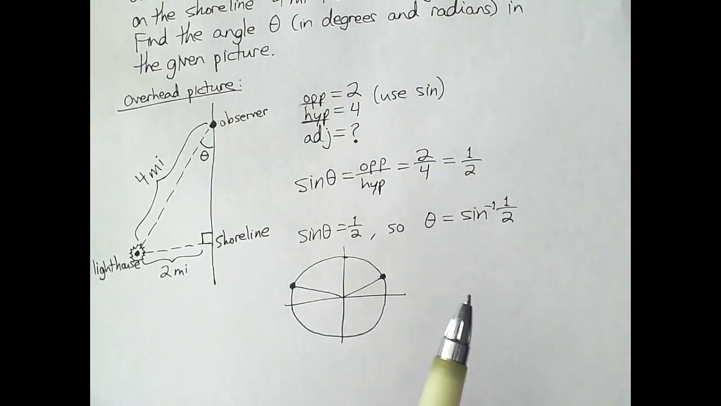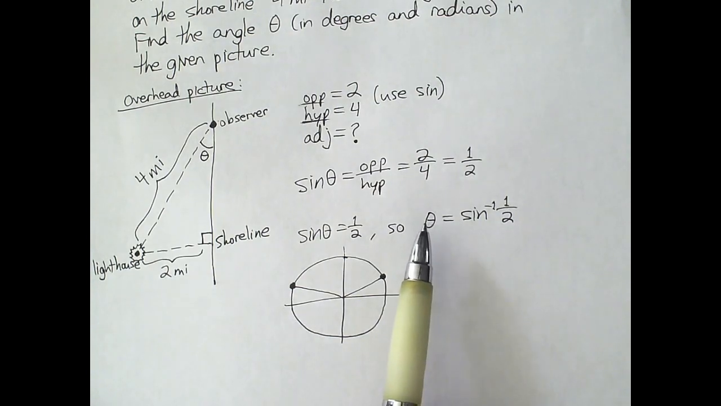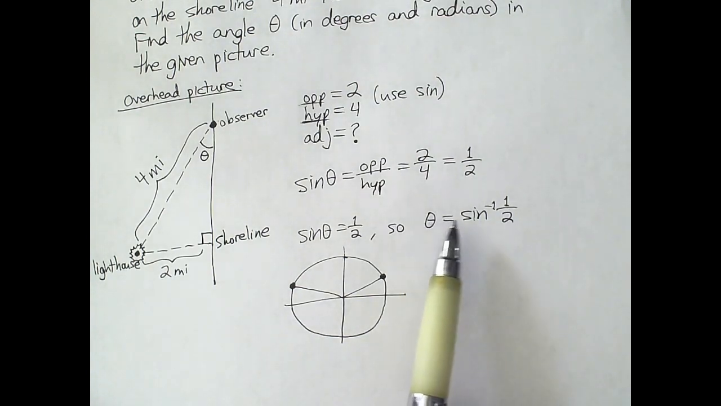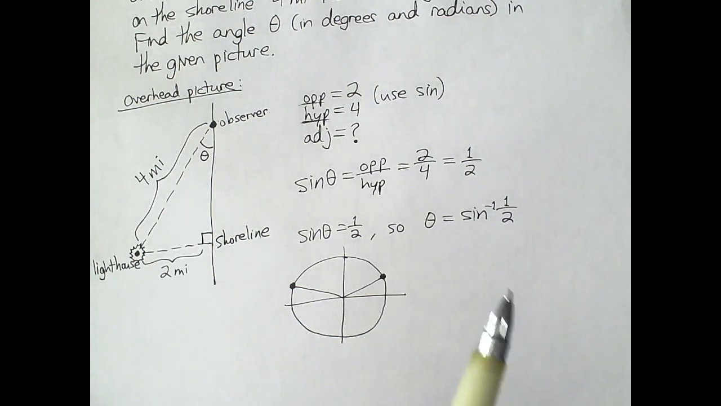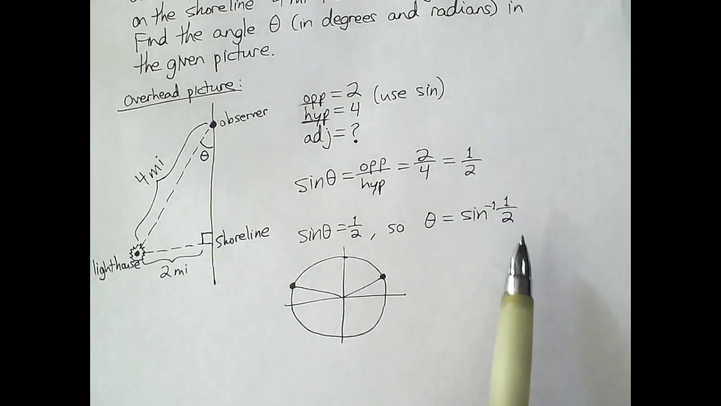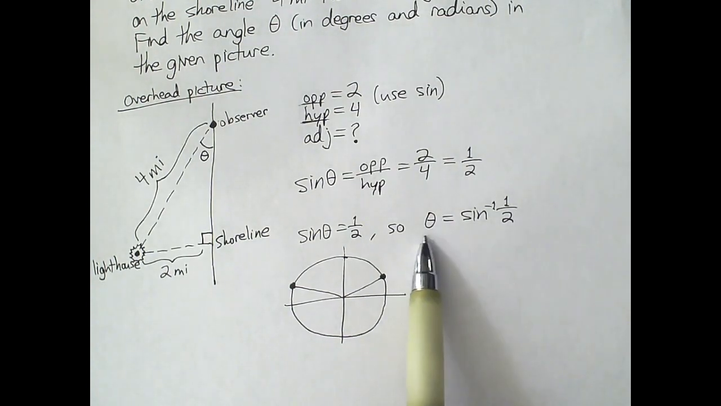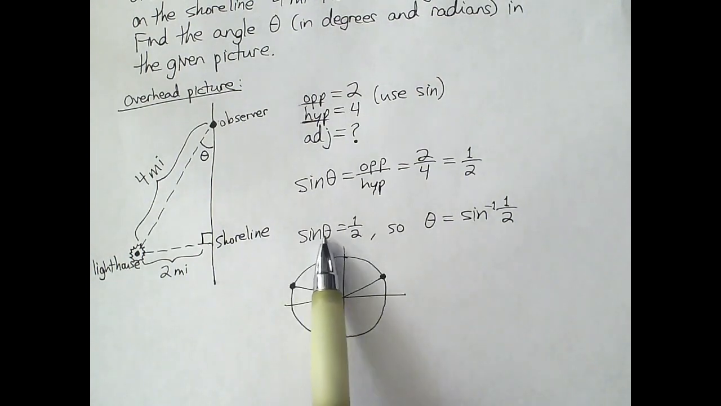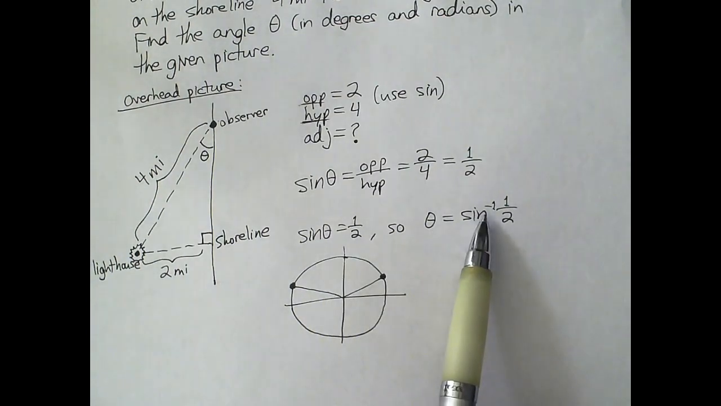Let me ask you something. Is it even fair that I'm automatically saying theta is inverse sine of 1/2? You know how inverse sine of 1/2 only has one value? Pretend I didn't write this. Pretend I just wrote sine of theta equals 1/2, and I'm trying to figure out what theta is. Do we automatically have to use inverse sine?